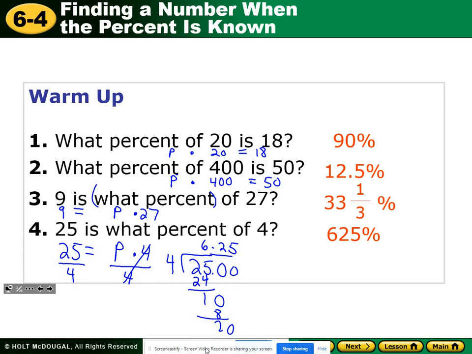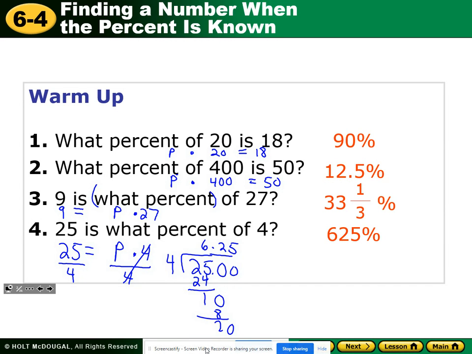25 is what percent of 4? So here's what happened in this problem, Jacob. Come on up here. All right? I said, I've got 4 cookies. I'm so lucky. Jacob goes, I've got 25 cookies. Well, he's got six times plus a little bit more than mine, right? Oh, six times.